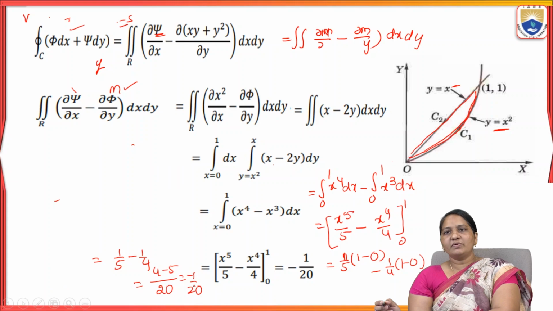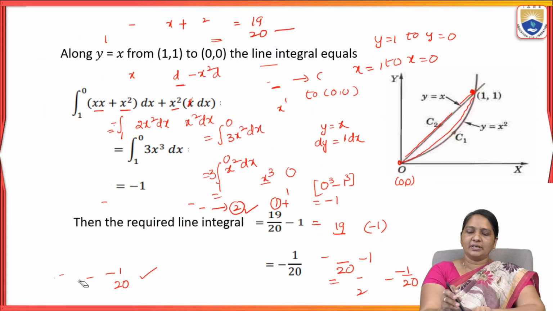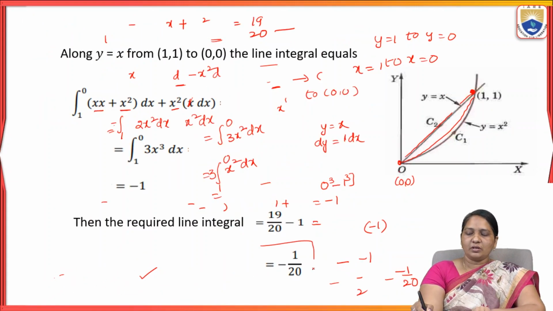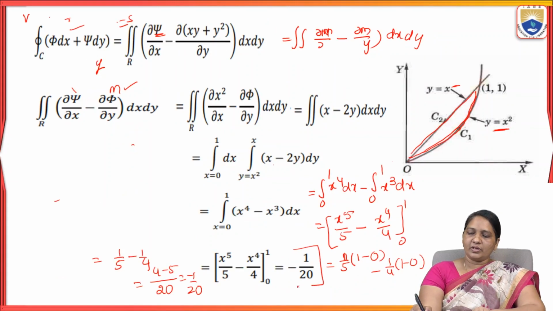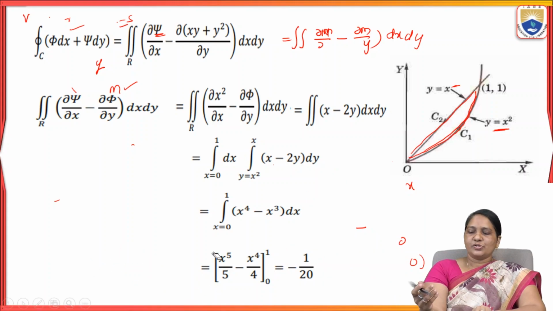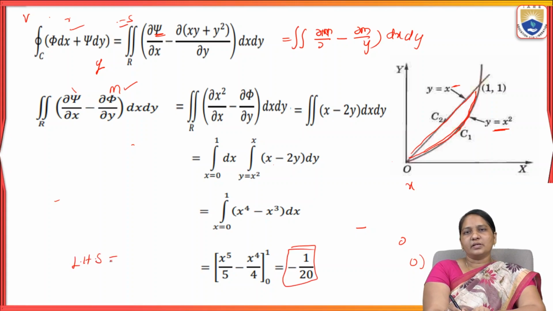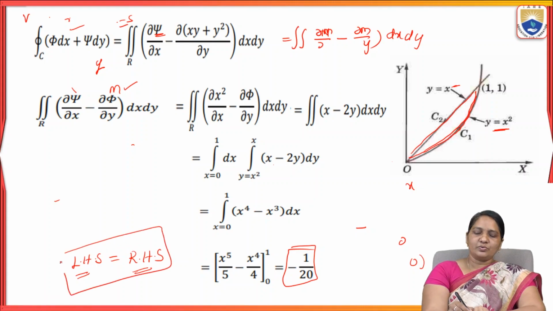So in the previous one, when we did the LHS part, we got the value minus 1 by 20. Here the RHS part also we got the value minus 1 by 20. So that means LHS is equal to RHS. What is the LHS? We calculated the integral value along the curves, that means line integral. Here we calculated the surface integral also. So both these two values are equal.